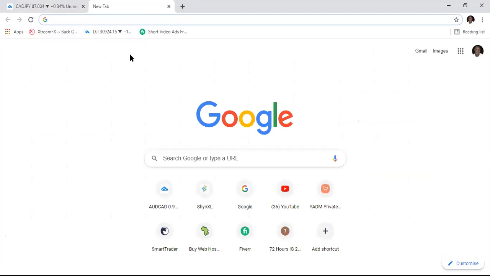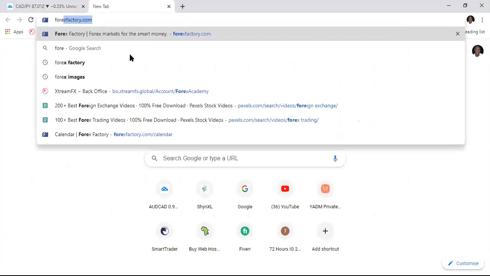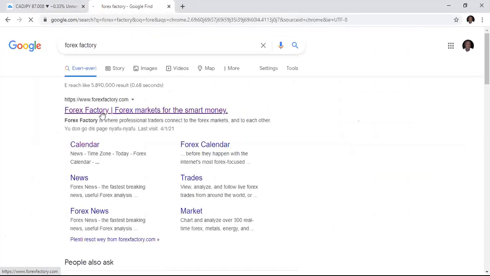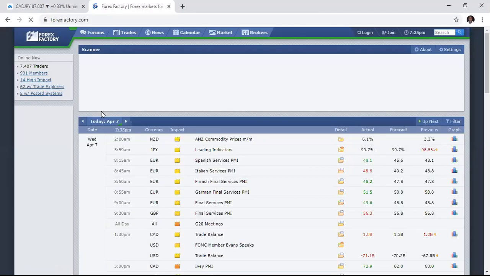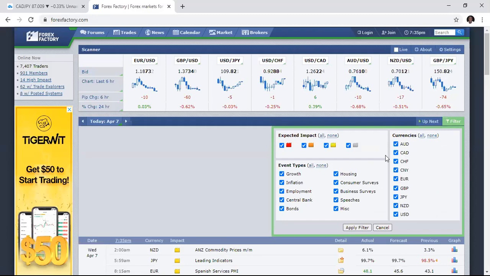So you want to go to Forex Factory. Before you place any trade, every single day, go to Forex Factory. Now you have to filter this. If you click on this filter, you want to remove all these things. You want to remove all these ones. You want to remove all these ones.